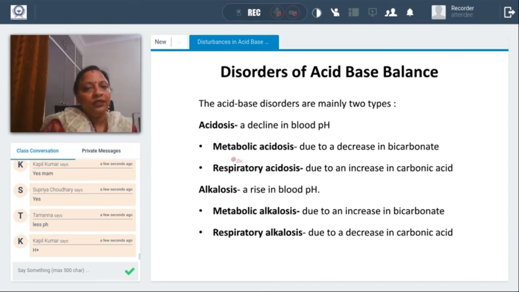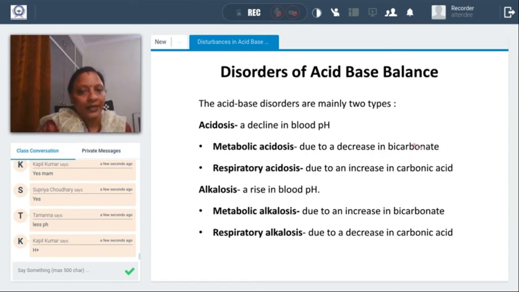Here, please remember the definition of metabolic acidosis and respiratory acidosis. Again, metabolic alkalosis and respiratory alkalosis. Alkalosis is a rise in blood pH. So what is metabolic acidosis? Due to decrease in bicarbonate, that is HCO3 minus. And what is respiratory acidosis? Due to an increase in carbonic acid, that is H2CO3. So again, when it decreases in metabolic acidosis, it increases in metabolic alkalosis. It increases in respiratory acidosis, it decreases in respiratory alkalosis.